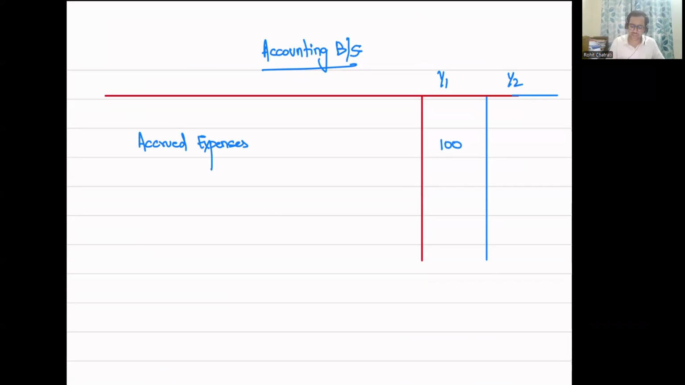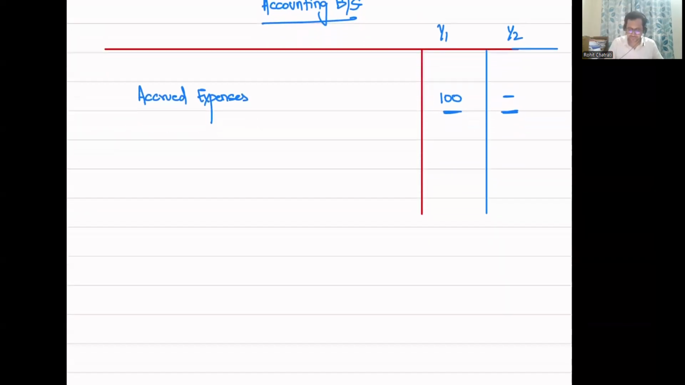In year two, this 100 rupees has actually been paid off. Therefore, my liability will become zero as at the end of year two. At the end of year one, I'm going to have 100 rupees of expenses. At the end of year two, because it is paid, my liability goes down to zero. This is my accounting balance sheet.